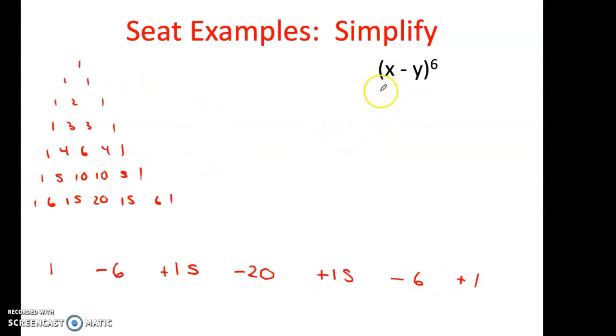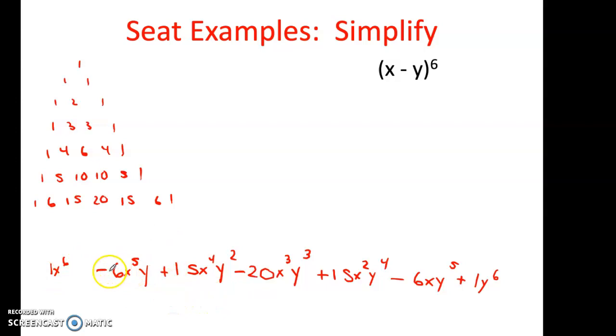Your x term is going to be listed in descending order: x to the 6th, x to the 5th, x to the 4th, x cubed, x squared, and x. Your y's, you're better off starting from the right. It's your right side. So we're going to do y to the 6th, y to the 5th, y to the 4th, y cubed, y squared, y, and then y to the 0. This is your final answer right here.